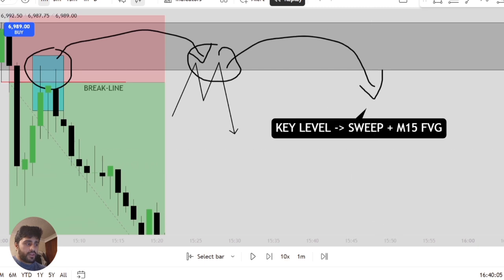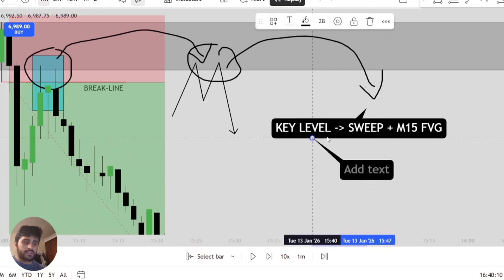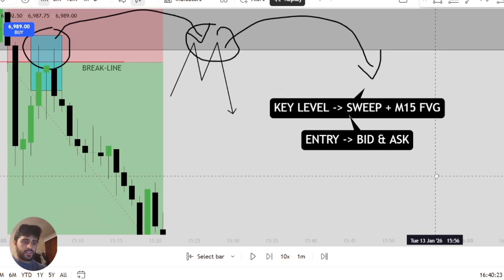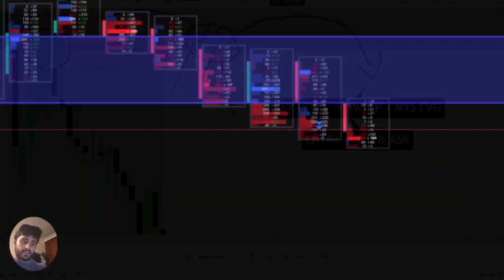Now, after that, you want to see price entering your zone. So you need a key level, and then you need some kind of an entry. Now, what determines this entry? When price comes into your key level, what are the only two things you need? Well, you need to know the bid and you need to know the ask. Those are the only two things you need to make any trade valid and successful.